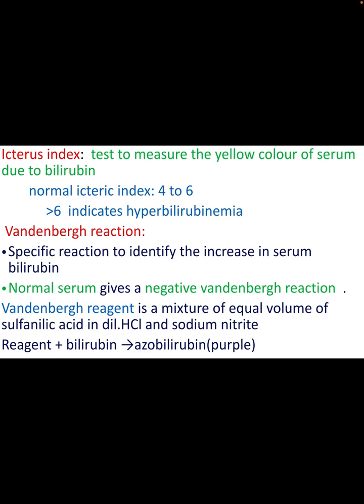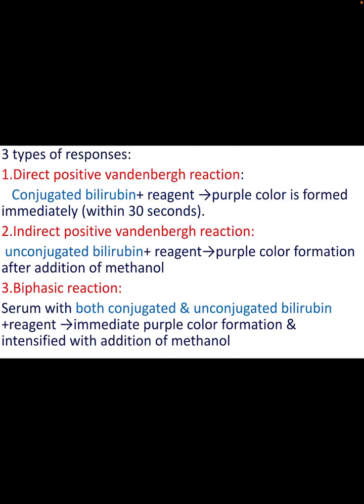Next, about the important reaction related with this bilirubin estimation, that is Van den Bergh reaction. It's a specific reaction to identify the increase in serum bilirubin. And the normal serum gives a negative Van den Bergh reaction. And for this test, we are using one special reagent that is known as Van den Bergh reagent. And it is a mixture of equal volume of sulfanilic acid in dilute HCl and sodium nitrite. And if you are mixing this reagent with serum containing bilirubin, it forms azobilirubin, which is purple in color.